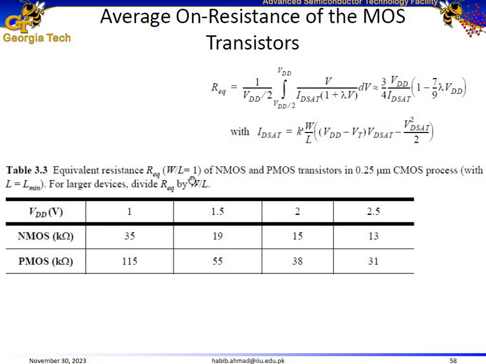And this is for a width to length ratio of 1. These values are for a W divided by L ratio of 1. If we have a different width to length ratio, then we need to divide these values by that particular ratio.